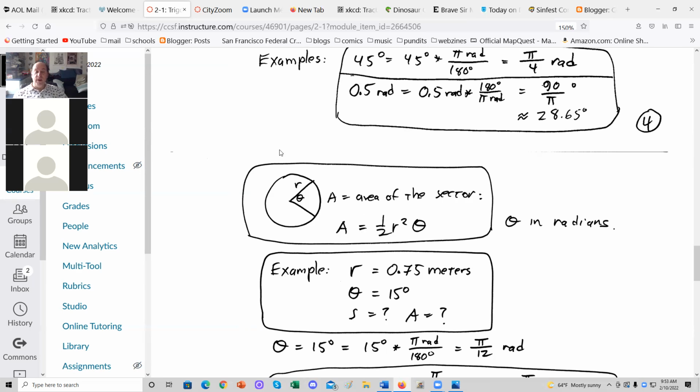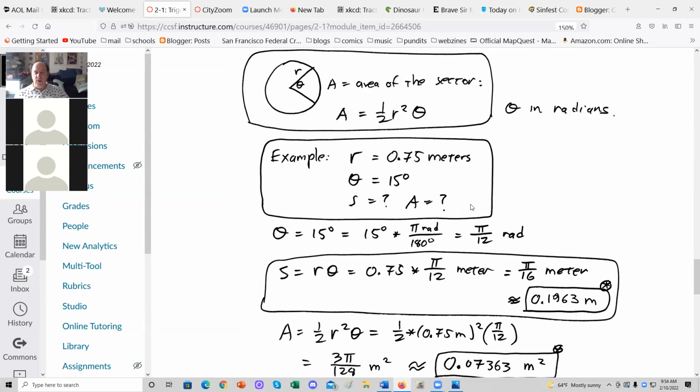So for example, if a circle has a radius 0.75 meters and an angle of 15 degrees, what's the arc length of the slice? What's the area of the slice? Well, first, again, we have to turn this 15 degrees into radians for the formulas to work. So 15 degrees times 1. In this case, we make it radians per degree, so the degree measure will cancel out. 15 pi over 180, after some reduction, that's pi 12ths radians.